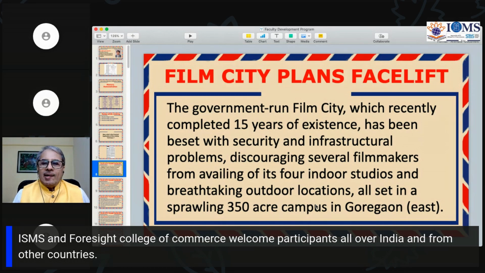The government-run film city, which recently completed 15 years of existence, has been beset with security and infrastructural problems, discouraging several filmmakers from availing of its four indoor studios and breathtaking outdoor locations, all set in a sprawling 350-acre campus in Goregaon, East Mumbai.